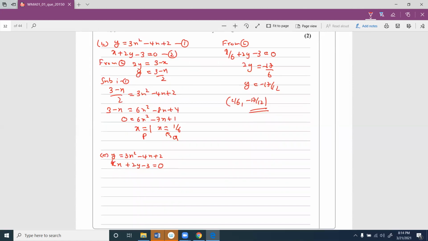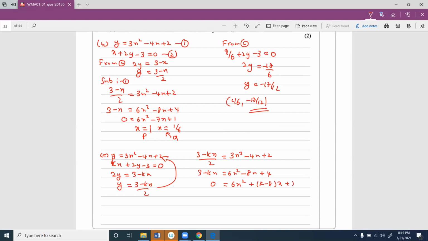Then we'll just do it like this. I'll write 2y equals 3 minus kx, so y equals 3 minus kx over 2. Then I'll substitute it over here. 3 minus kx over 2 equals 3x squared minus 4x plus 2. That is 3 minus kx equals 6x squared minus 8x plus 4. If you take all the terms to one side, 6x squared plus (k minus 8)x plus 1 equals 0.